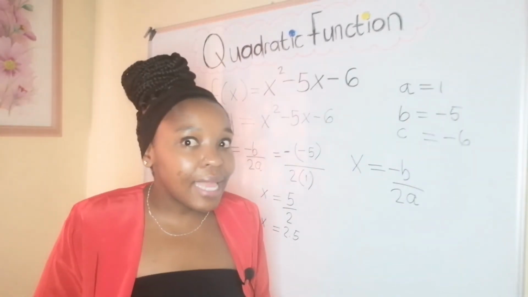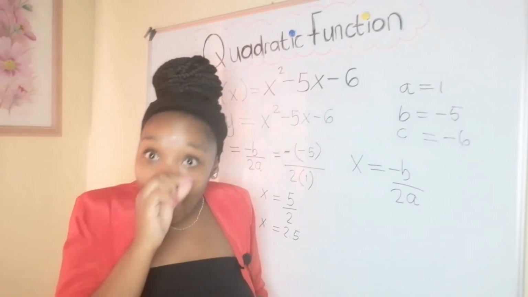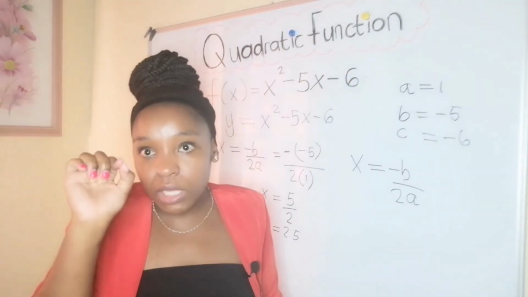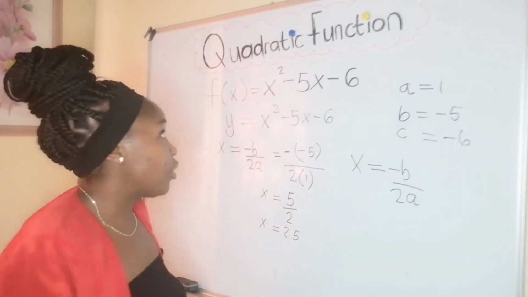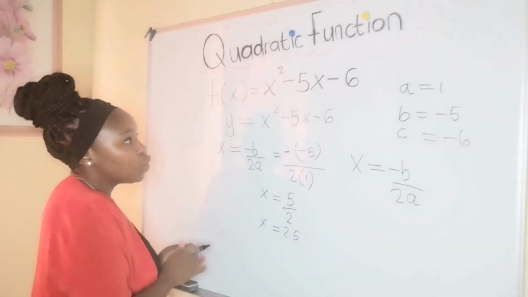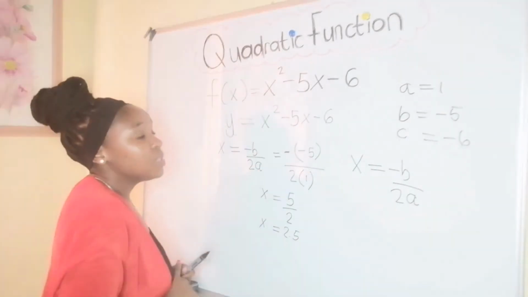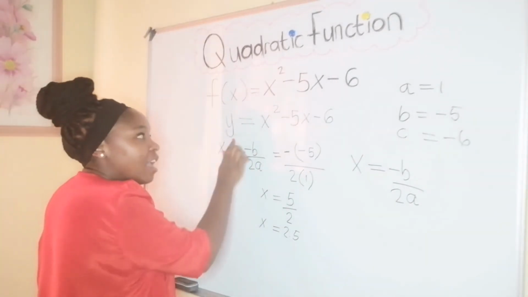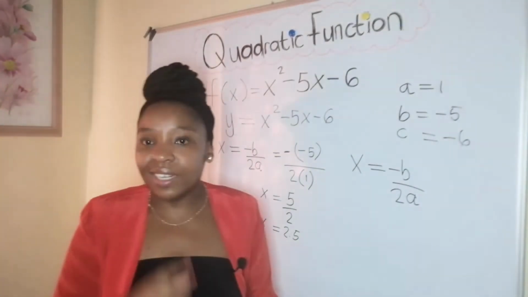And from there, what does that tell you? That is the y value of the turning point of our parabola. So you're going to take this x value that we got here, which is 2.5, and substitute it back into this equation to get the y value for the turning point of our quadratic function. Let's get cracking.